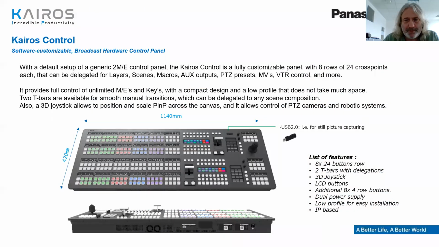The control panel, Kairos, what you see over here is 24 buttons in a row, 8 rows, 2 T-bars, a joystick, 2 numeric keypads, USB connection. These are all colored LED buttons, all customizable within this machine.